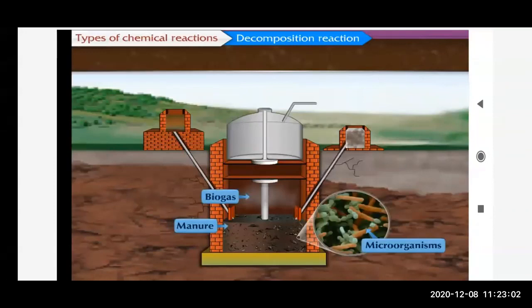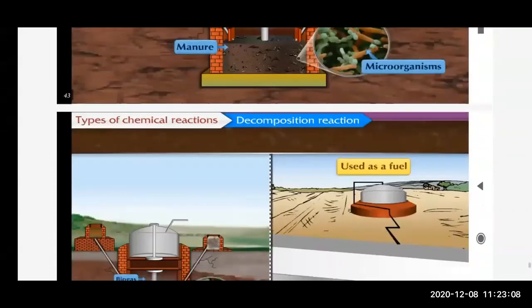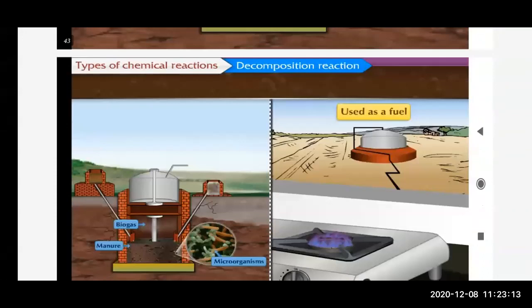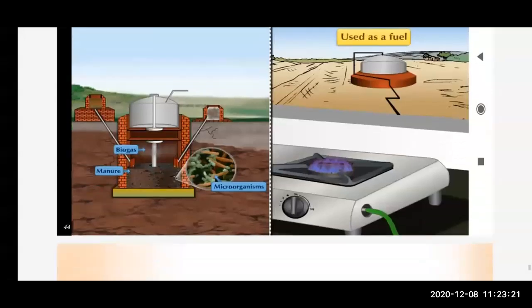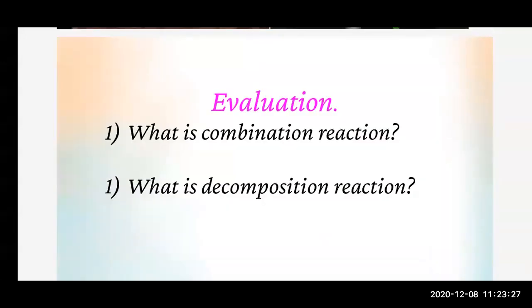So this is about the types of chemical reaction, that is combination reaction and decomposition reaction. I hope all students have understood up to here. Next is displacement and double displacement reaction, which will be seen in the next period. Before that, to end the lesson, we'll move on to the evaluation.